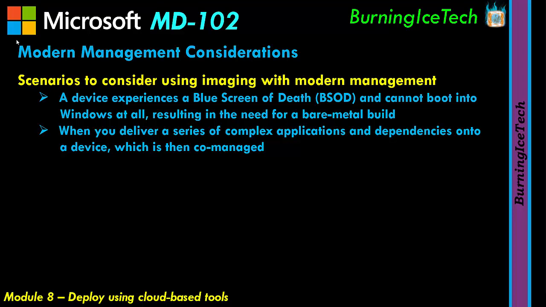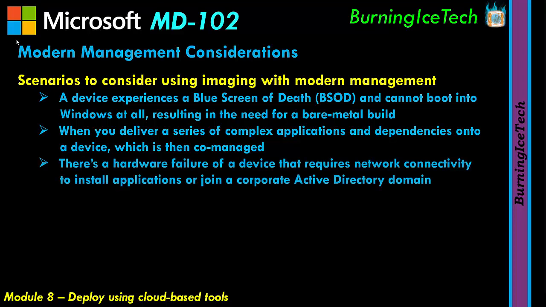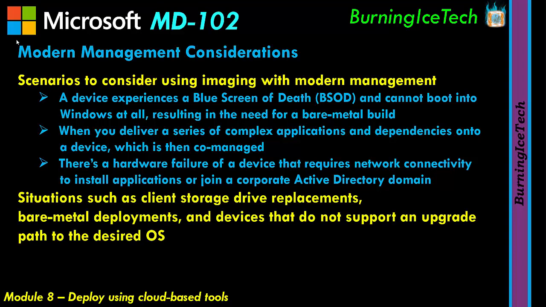And then the third one I'm going to give you guys here is there's a hardware failure of a device that requires network connectivity to install applications or join a corporate Active Directory domain. So there's 3 good scenarios for you guys to keep in mind, and you would be wise to remember these for your exam. And in situations such as client storage drive replacements, bare metal deployments, and devices that do not support an upgrade path to the desired operating system. Also things to keep in mind.